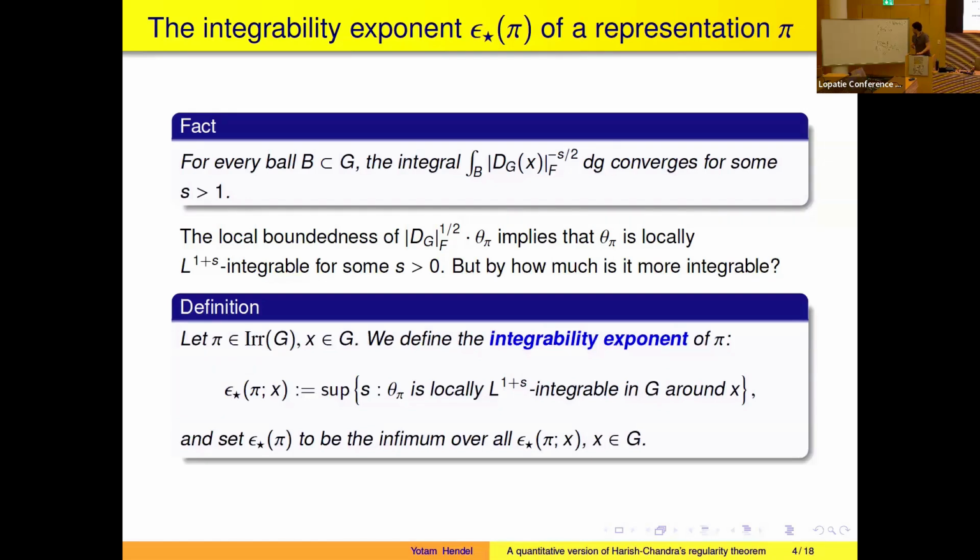And I define it, and maybe I want to record this. I define epsilon star of pi at some point x to be the largest number S such that theta pi is locally L^(1+S) integrable around x, and this is all happening in G. Any questions? You said largest number, but you wrote supremum, and you meant supremum, yes? Yes.